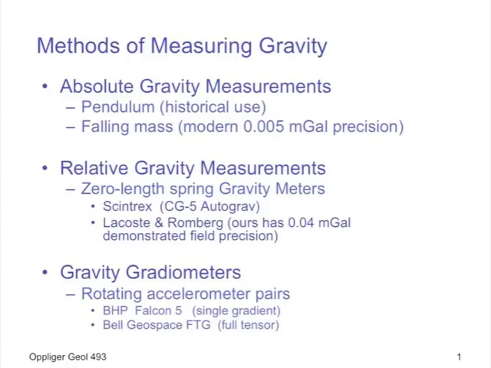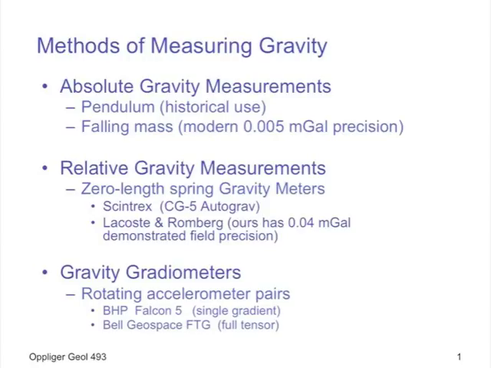Gravity used to be measured using a long pendulum and timing the swings of that pendulum with big accuracy. So there are historical gravity measurements made using pendula. There are absolute gravity meters that use a falling corner cube reflector with the timing of the fall being measured by the falling mass cutting laser beams.